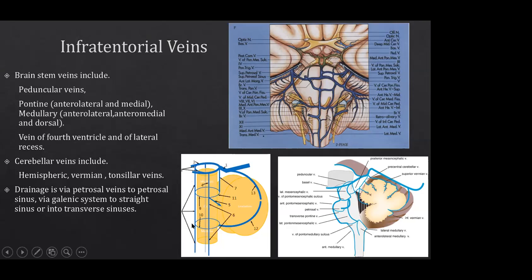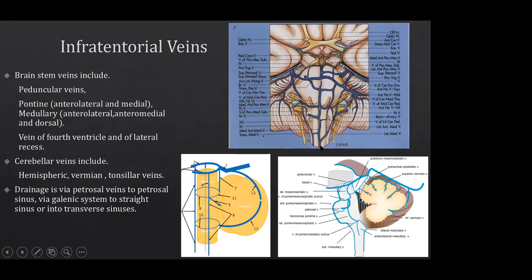And if you understand this plan, understanding the anatomy is much easier. There are three parallel groups of venous channels. One is the anterior one, the anterior medullary venous system, which is basically a venous system which runs in the midline, which is in continuity with the brainstem veins.